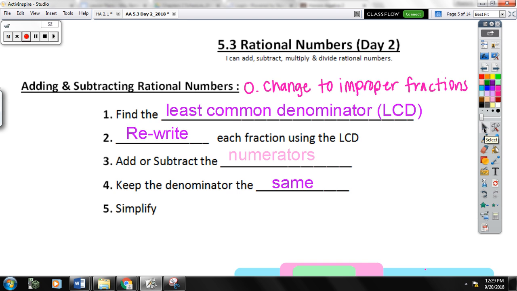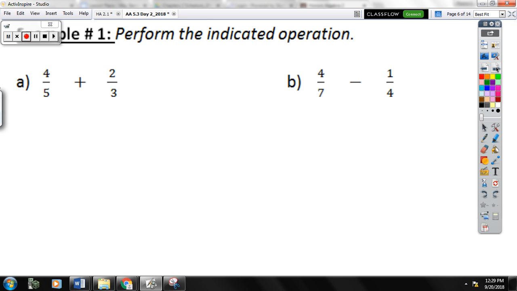All right, our first one, 4/5 plus 2/3. What would the least common denominator be? 15. So we need to make them both become 15. To do that, we'll multiply this one by 3. Whatever you do in the denominator, you have to do in the numerator also. The other one, we need to multiply by 5. And so we'll get 12/15.